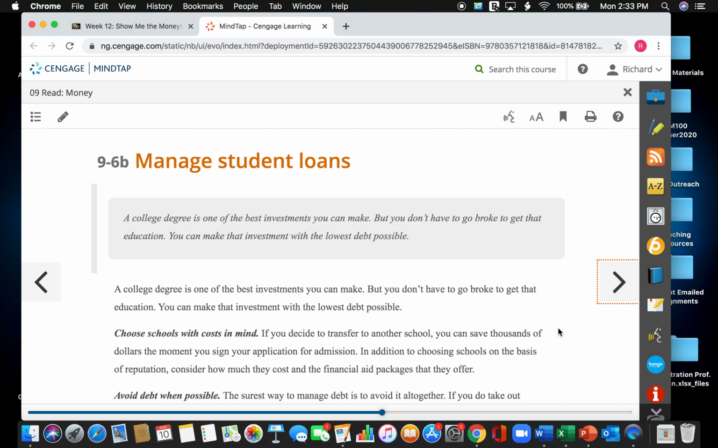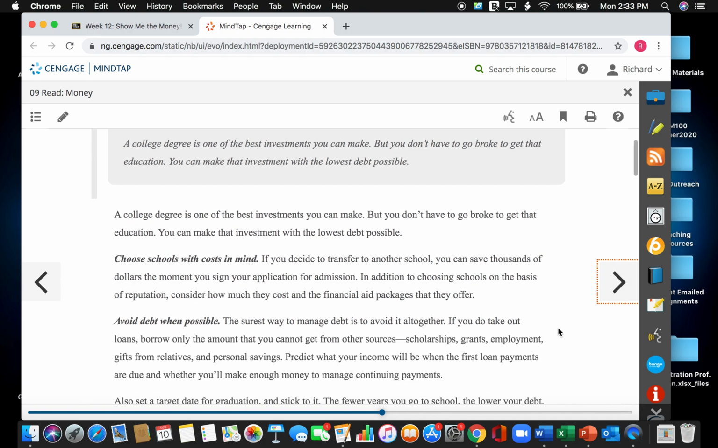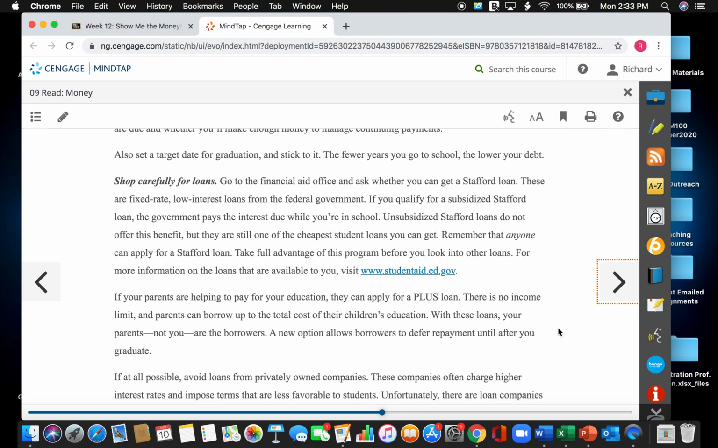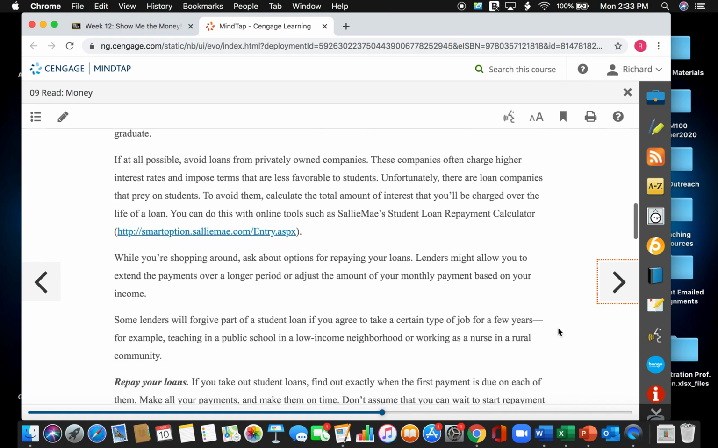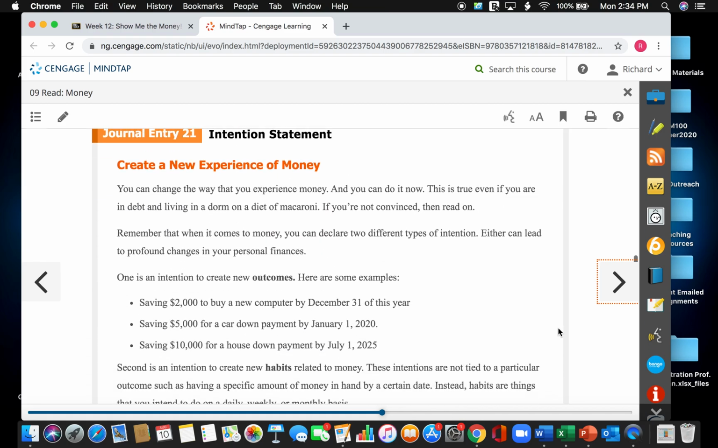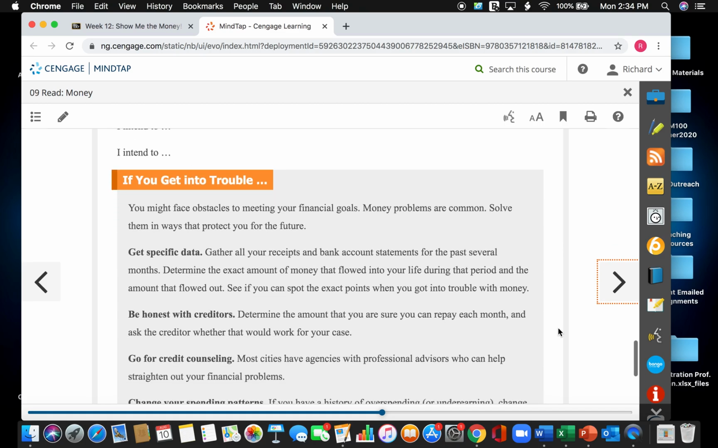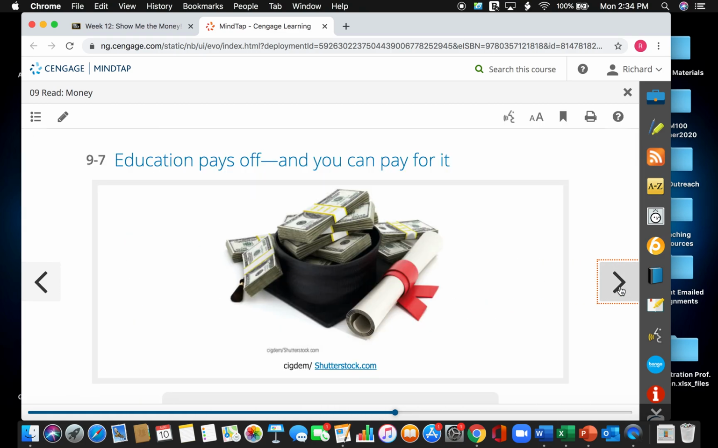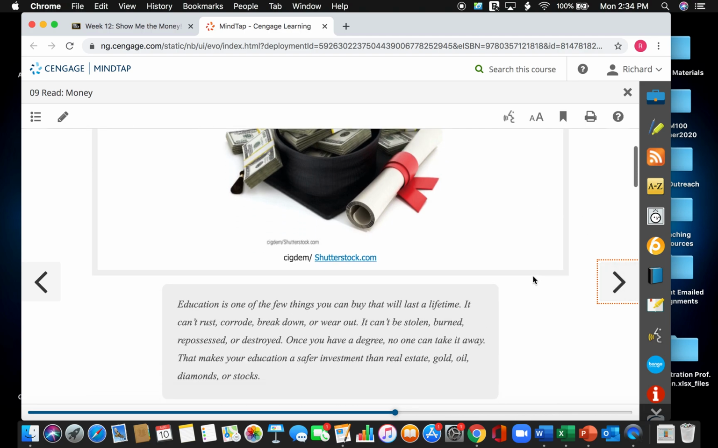So, manage student loans. Choose schools with costs in mind. Avoid debt when possible. Shop carefully for loans. Repay your loans. Education pays off and you can pay for it.